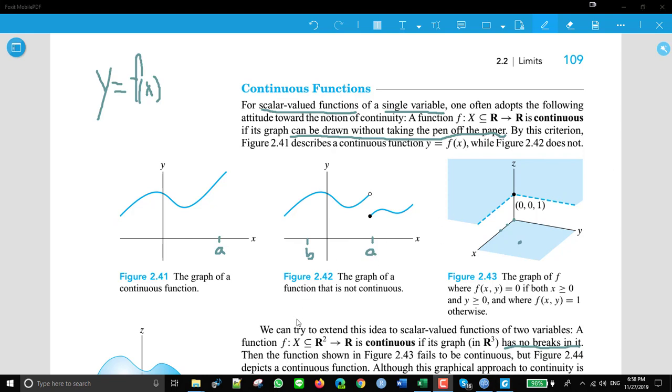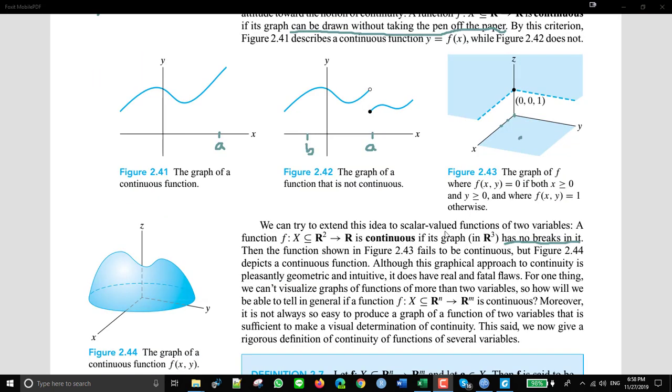So she says we can try to extend this idea of taking the pen off the paper to scalar valued functions of two variables, like this picture here. A function is continuous if its graph has no breaks in it. Well, this graph has breaks in it, so we wouldn't call it continuous. But she says this way of defining continuity has some flaws. For one thing, we can't visualize graphs of functions of more than two variables. So this is a function of two variables, but if we had a function of 3 or 4 or 5 variables or whatever, we couldn't visualize that.